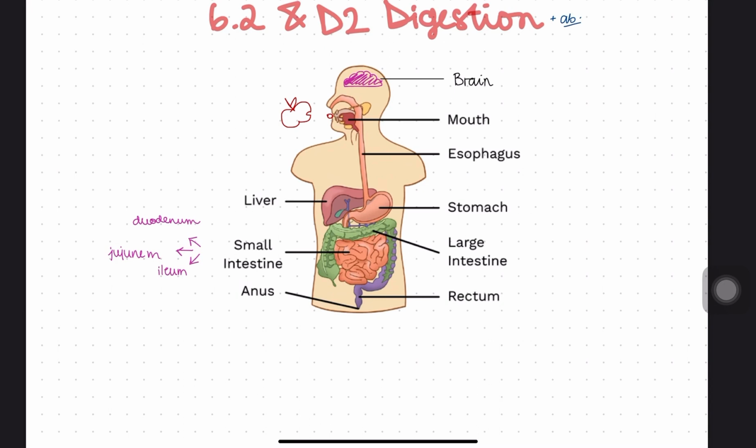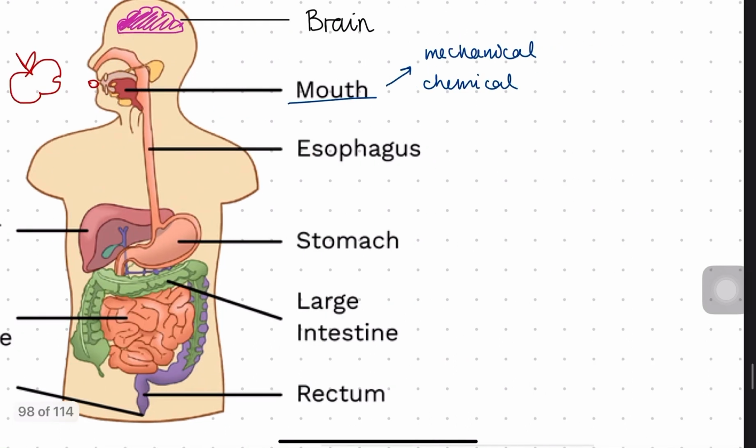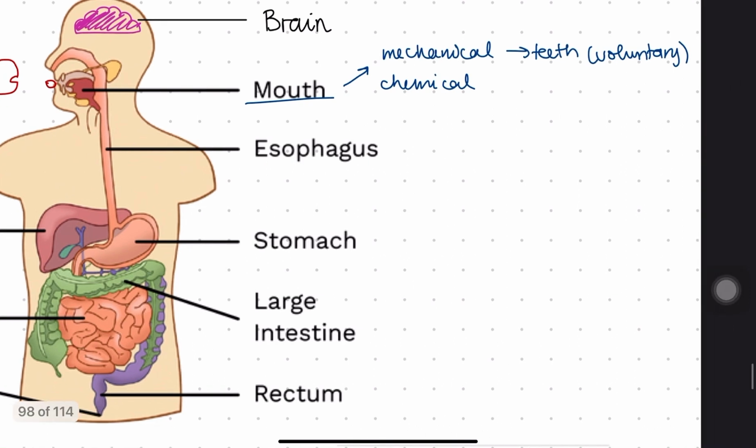Okay, so starting out with the mouth. The mouth is responsible for mechanical and for chemical digestion. So how's it mechanical, you may ask? Well, we use our teeth, which is a voluntary action that we choose to do. It's not automatic. And the chemical way we digest is through the release of enzymes.